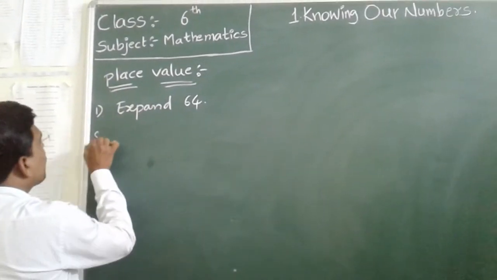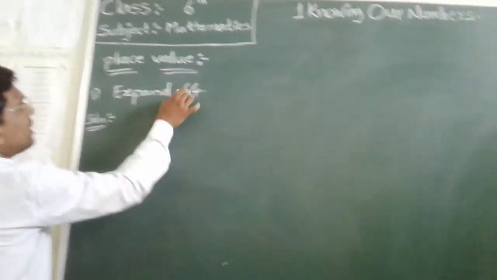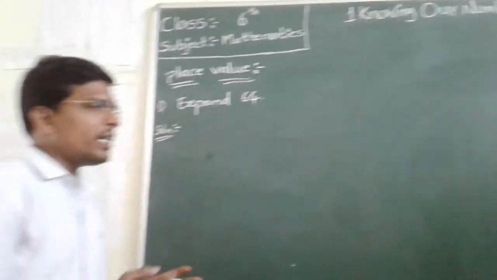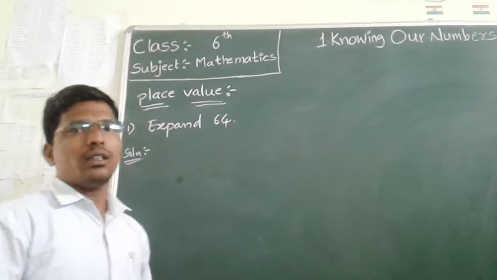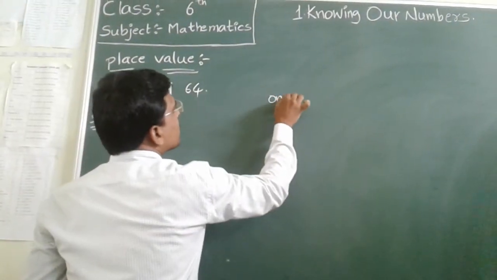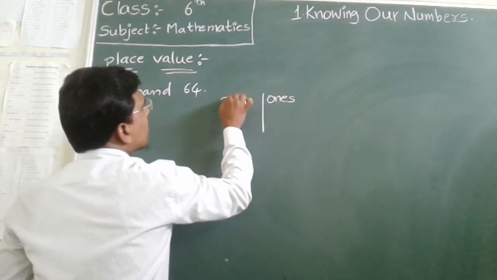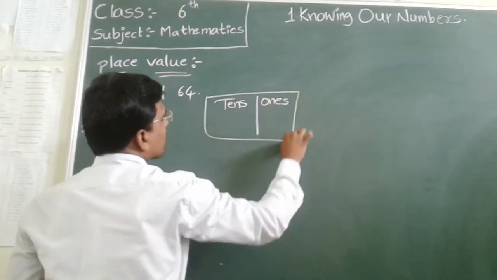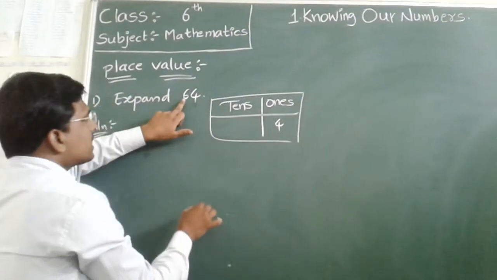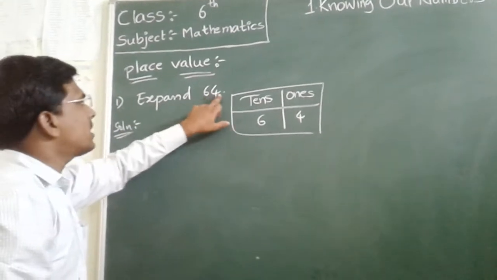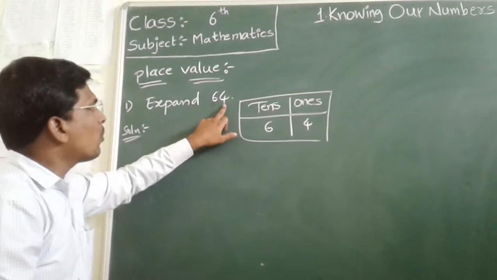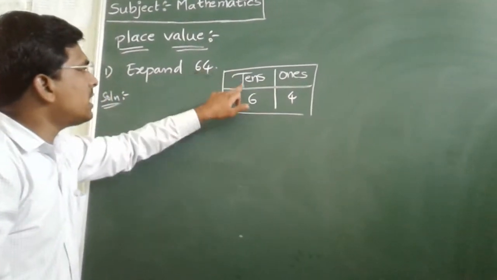So first question, expand 64. We have to write this number 64 in expansion form. Expanding means we have to write it in elaborate form. First write the number with its ones position and tens position. See, the first number 4 is in ones place and 6 is in tens place.